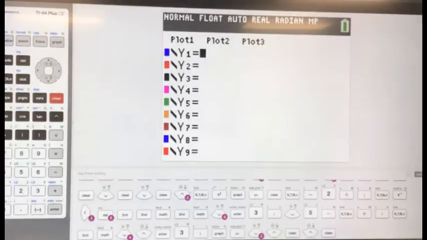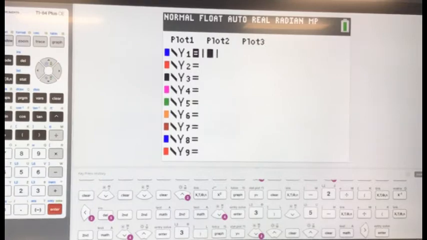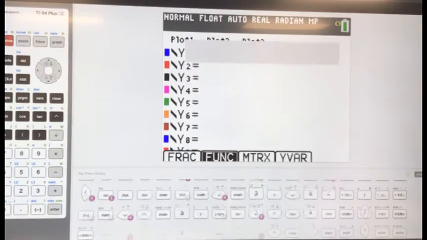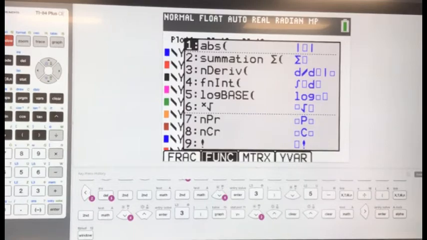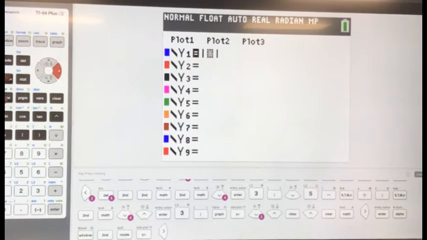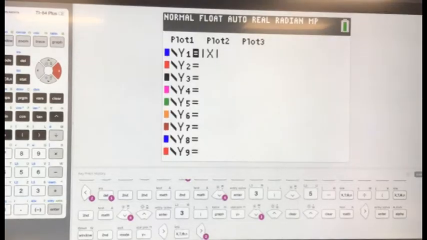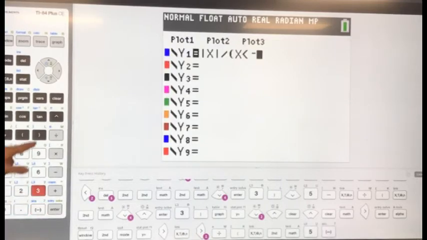So I have the first one, absolute value of x. Well, where do you find absolute value? 2 clicks, 2 options. Math, go over to number, ABS. That's your absolute value. Or you could do alpha window, and your first option is ABS. So 2 ways to get to absolute value. So I'm looking for the absolute value of x with the conditions of x is less than negative 3. So what do I put here? Divided by x, second math, less than negative 3. So there's the first one.